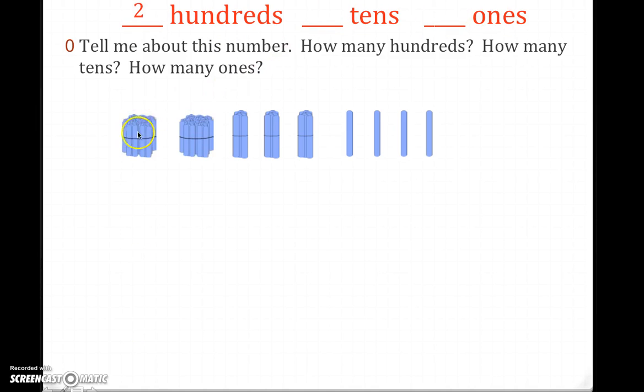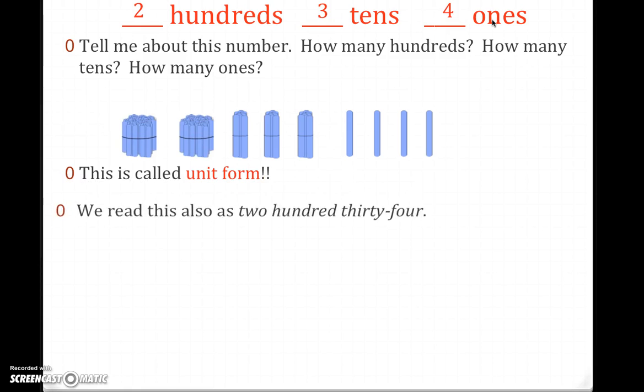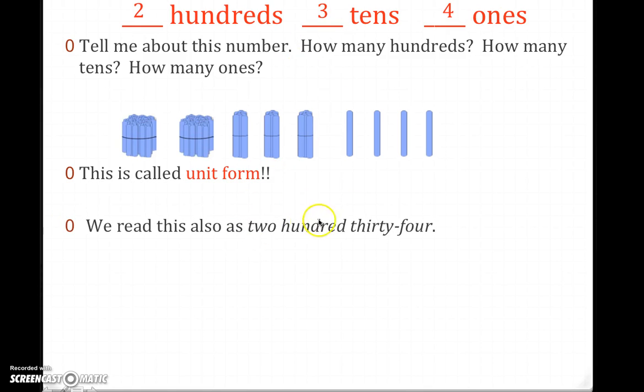It's 2 hundreds, 3 tens, and 4 ones. When we have numbers formed this way, 2 hundreds, 3 tens, 4 ones, pulled apart like this, it is called unit form. We also can read this number as 234. This is called word form.